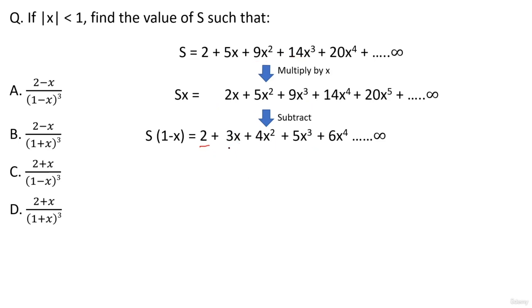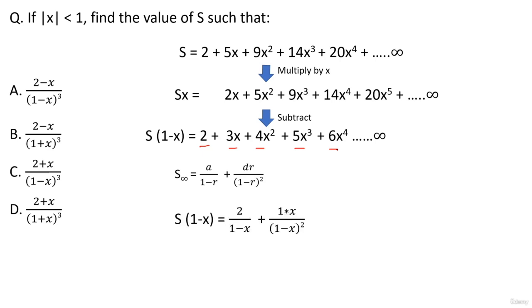Now you can observe very clearly, guys, the numbers are in AP, right? 2, 3, 4, 5, 6, so on and so forth. So you can just use the formula here, which we saw previously: A upon 1 minus R plus DR upon 1 minus R the whole cube. Now, for the given AP, you can observe that the first term A is 2.